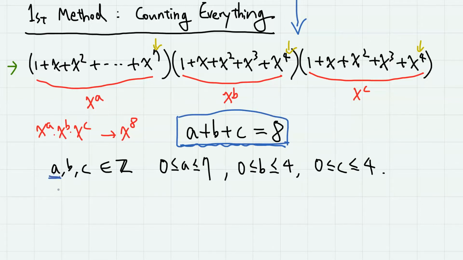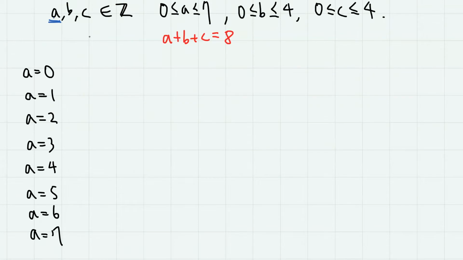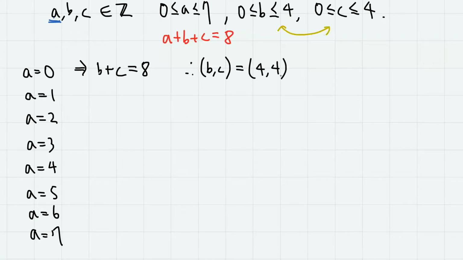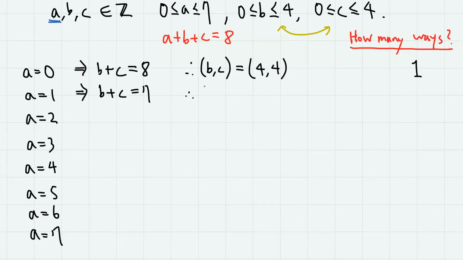So let's start by varying a. So a can have these values. Now let's start from a equals 0. Then we have b plus c equals 8. So therefore, possible values for b and c, by this range, we only have 4, 4 as the solution. So if you count how many ways, we only have one way here. Next, a equals 1, then b plus c equals 7. Then the possible values for b and c are 4, 3, or 3, 4. So here we have two ways.